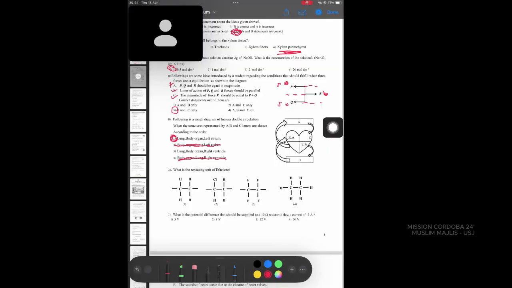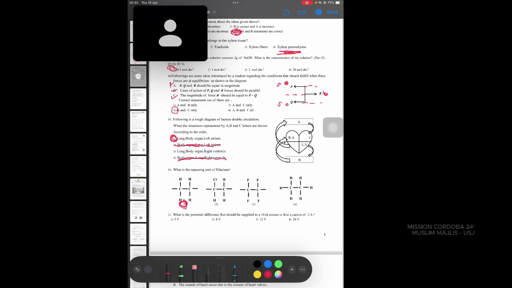Now, can someone tell me what is the repeating unit for polythene or ethylene? A, B, C, D. Which one? First one, good. Second one is the repeating unit for what compound? Very good. Polyvinyl chloride. Third one is the repeating unit for what compound? Tetrafluoroethylene. Very good. Teflon. Good.